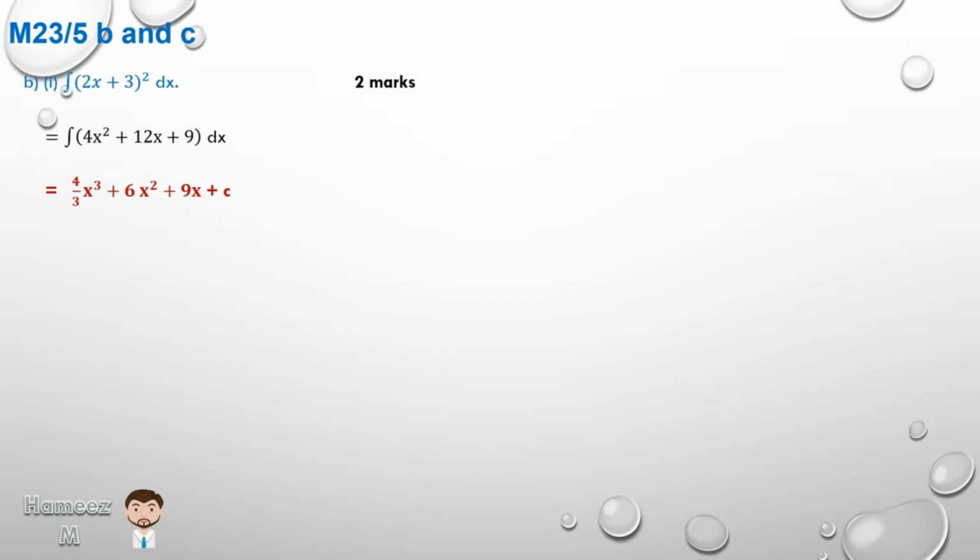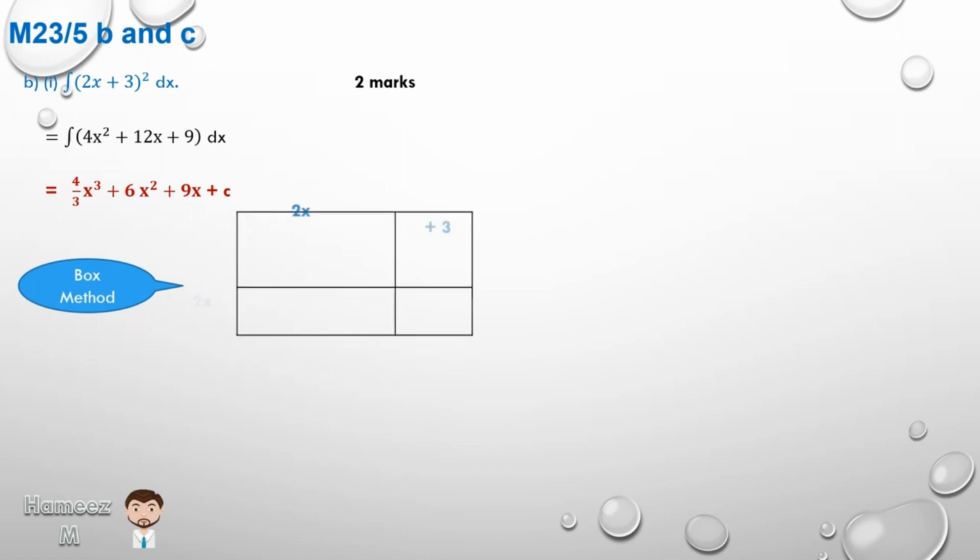For students who get in a little trouble expanding, we can use the box method, where we bring up a box of 2x + 3 by 2x + 3, length and breadth. We find the area of each of these smaller rectangles. 2x by 2x is 4x². 2x by 3 is plus 6x. 3 by 2x is plus 6x, plus 9. So that works out to be 4x² + 12x + 9. That's how we got our second line.